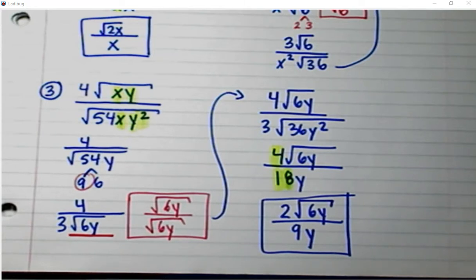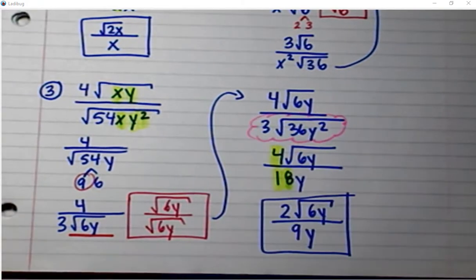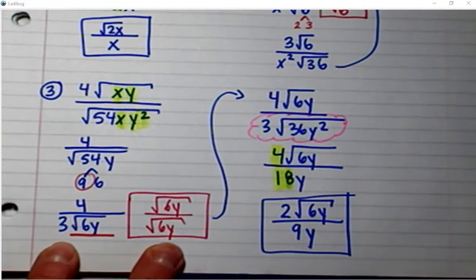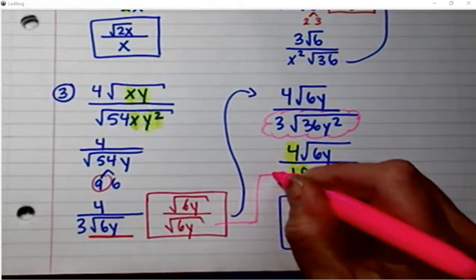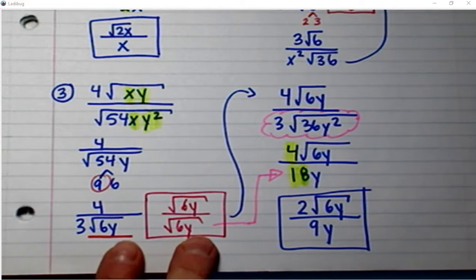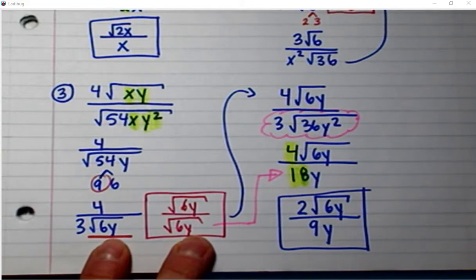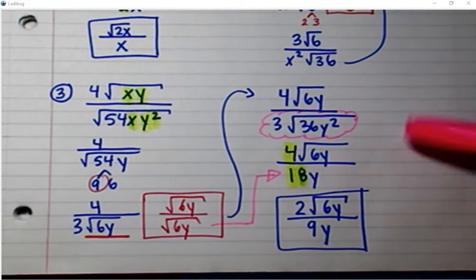I wrote one step that doesn't need to be there. The 3 over root 36y squared. Yeah, guys. Do you really need to write that? No, because you're smart enough to know that this is just going to turn into 6y. Because you know the 6y is coming out of the radical. You know that. You don't need to write that extra step in there.